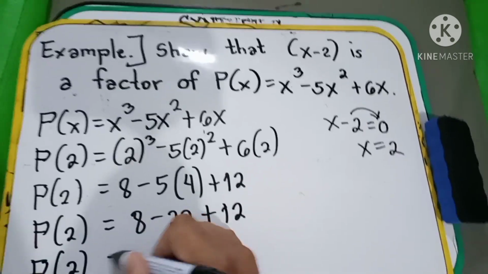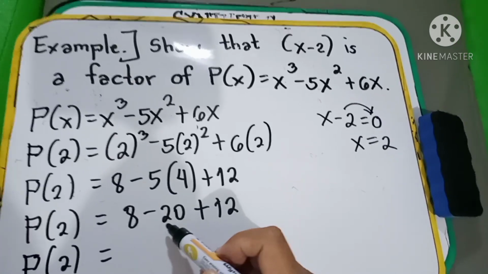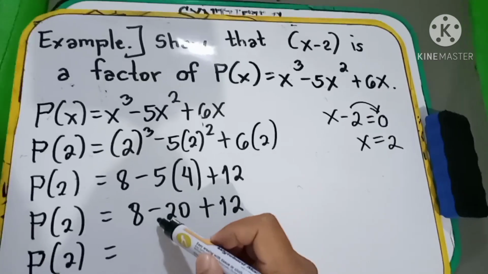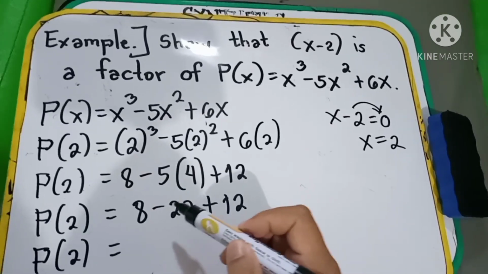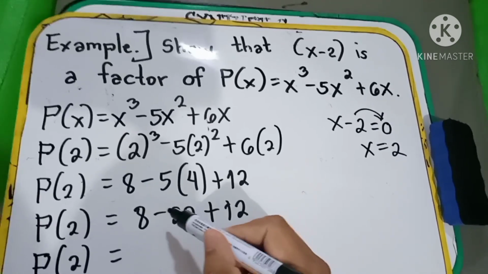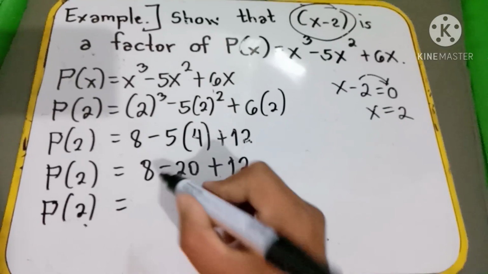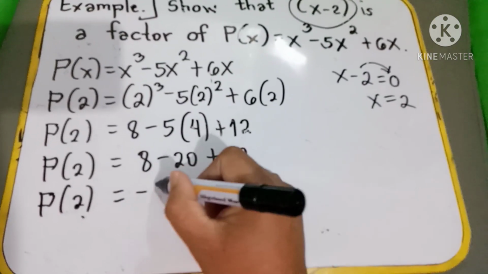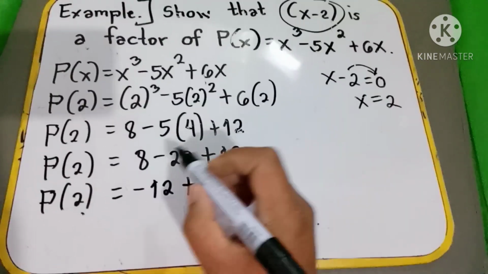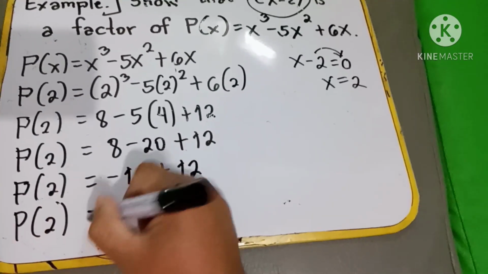The next step, again simplify. We have p of 2 is equal to, simplify from left to right, 8 minus 20 is negative 12. The sign of 8 is positive and the sign of 20 is negative, so unlike signs, subtract. 20 minus 8 is 12, and then copy the sign of the bigger number. The bigger number is 20 and the sign is negative, so the answer is negative 12, then plus 12. Now simplify negative 12 plus 12. We have p of 2 is equal to 0.